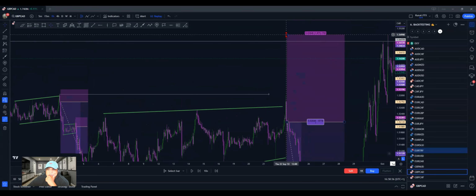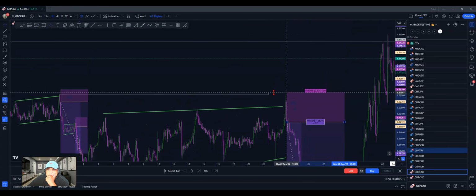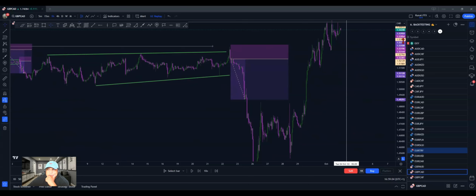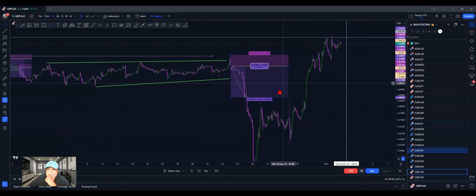Would have been large. Am I looking at 60 pips? Oh my god, it's 100 pips stop loss, guys. It's 100 pips stop loss. Would I let that put me off though?